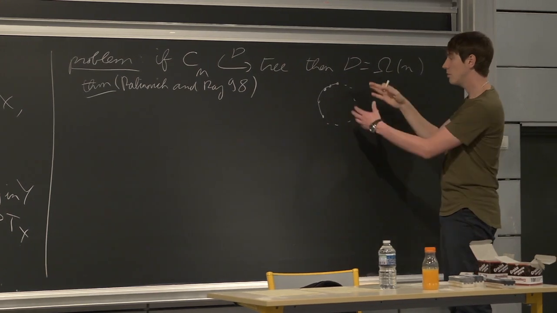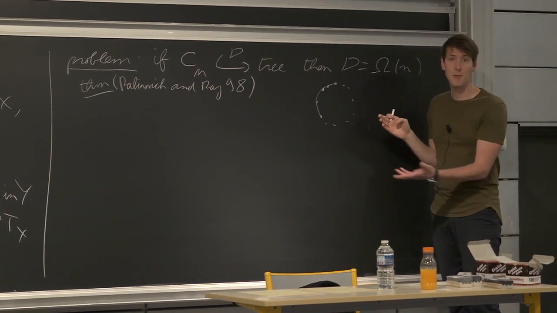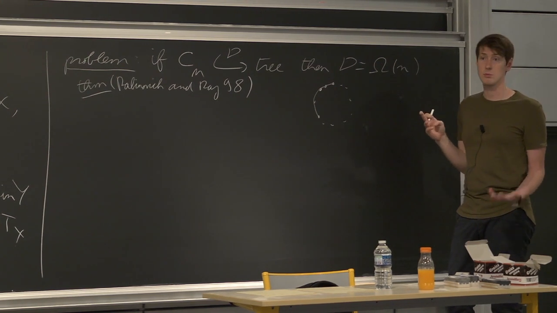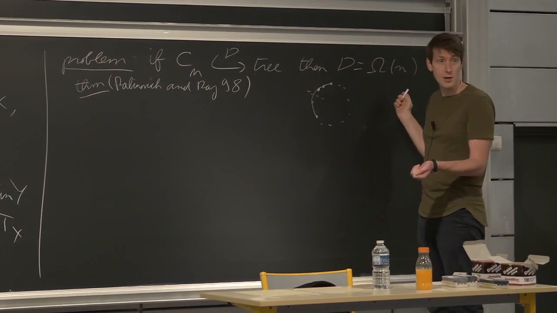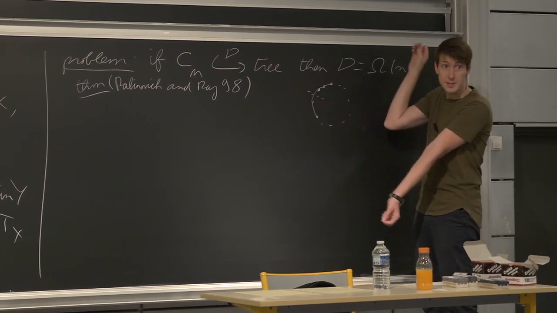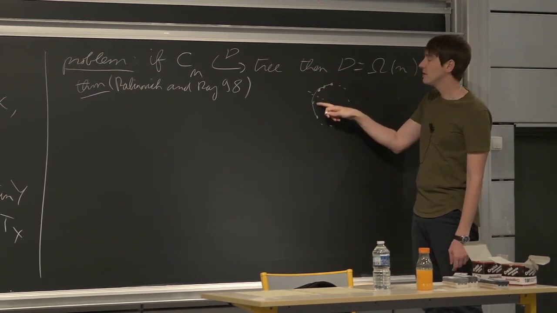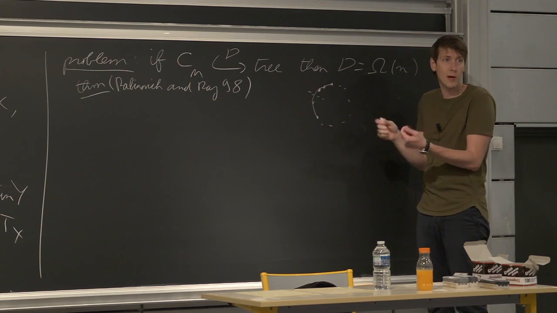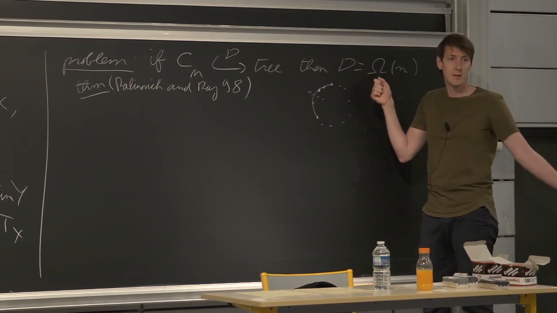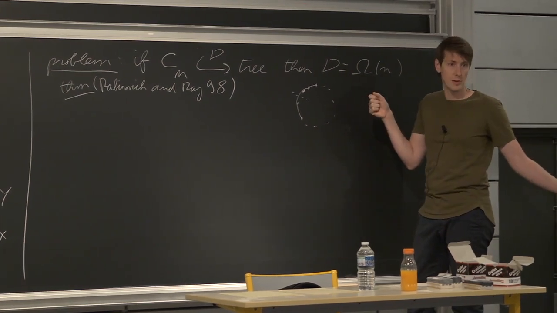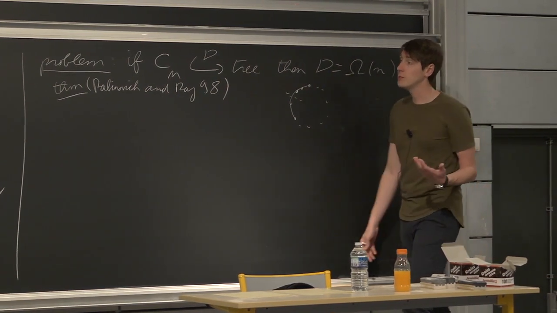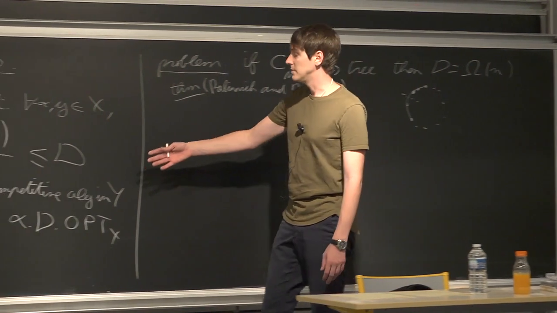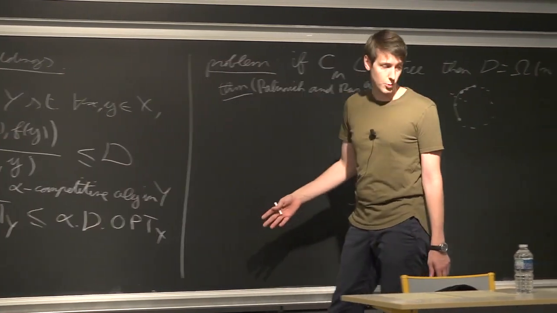So I have a cycle like this, and I want to represent it as a tree. One thing I can do is open the cycle somewhere. But if I open it here, then suddenly those two vertices which were at distance 1 are now at distance n. So there is a huge distortion happening at these two points, and we cannot realize this. It's never going to work.